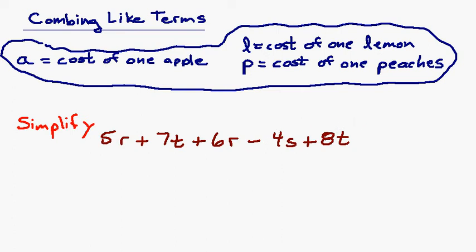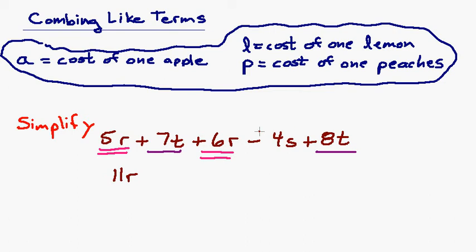So we want to find the like terms. 7t and 8t are like terms, and 5r and 6r are like terms, and minus 4s is a term, but there's no other terms that are s's, so there's nothing we can combine it with for our next steps. Let's go alphabetical order. I guess first would be r. So 5r plus 6r is 11r.